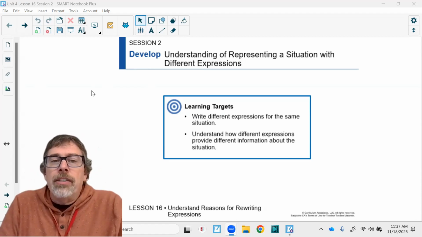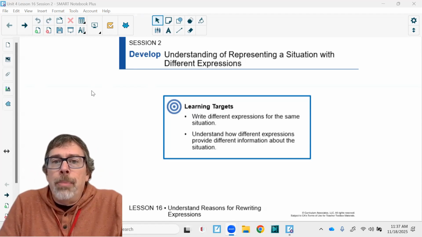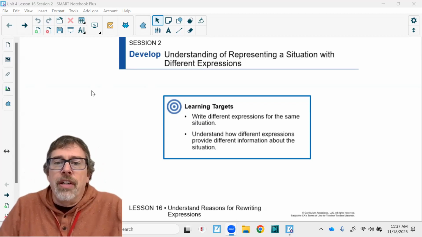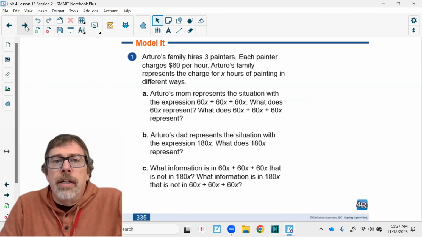The lesson is called Understanding of Representing a Situation with Different Expressions. So the learning targets today will be: write different expressions for the same situation, and understand how different expressions provide different information about that situation.